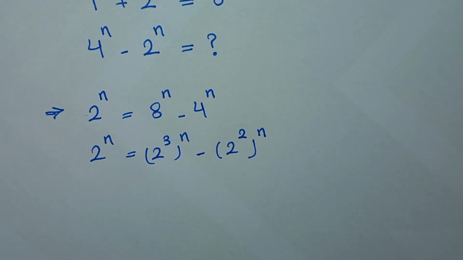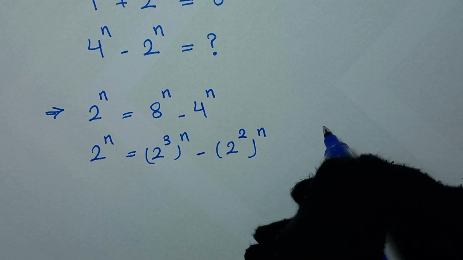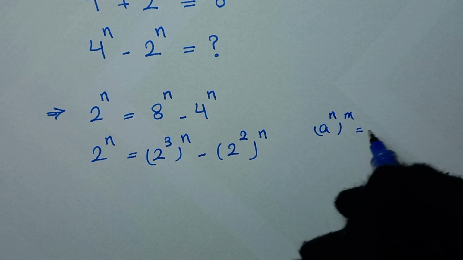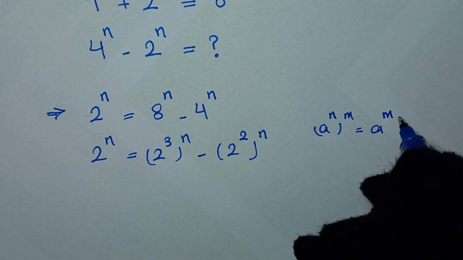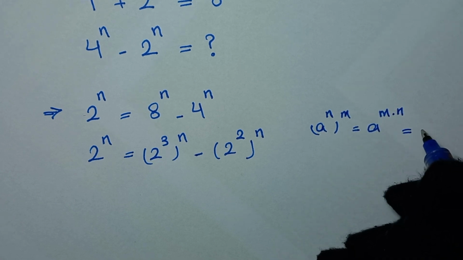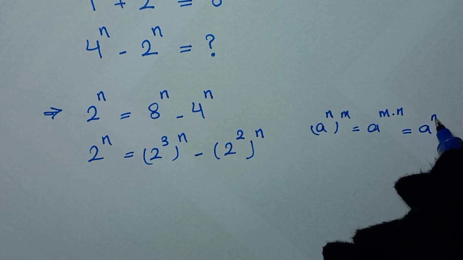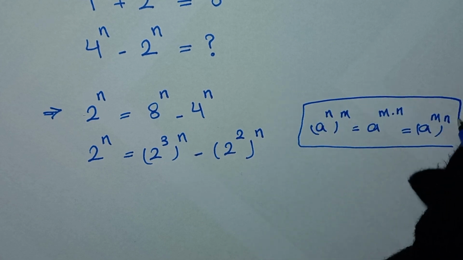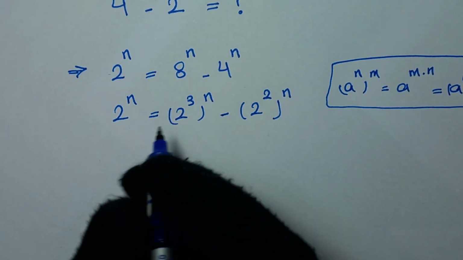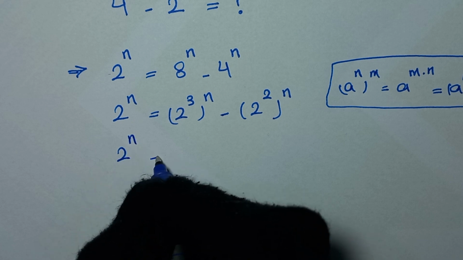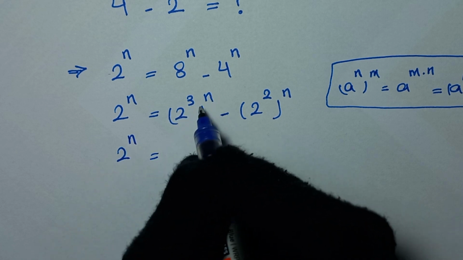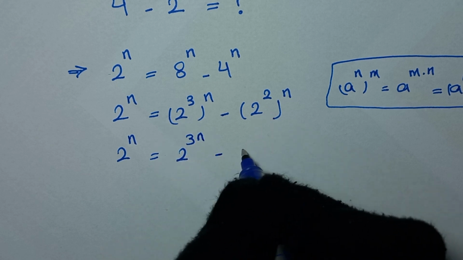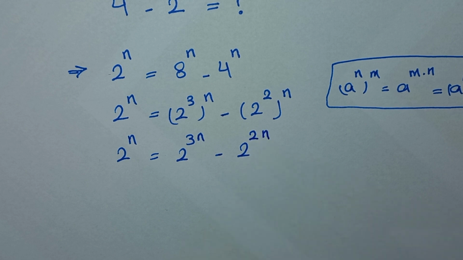In next step, from exponential rule, as you know, if we have a to the power of n to the power of m, this is equal to a to the power of m times n, and is equal to a to the power of m to the power of n, right? So in here, we can write this as 2 to the power of n is equal to, in here, 2 to the power of 3 to the power of n, we can write this as 2 to the power of 3n, and this we can write 2 to the power of 2n, right?